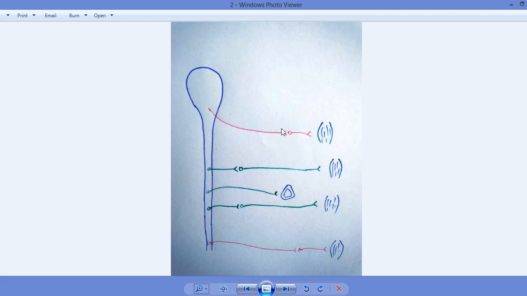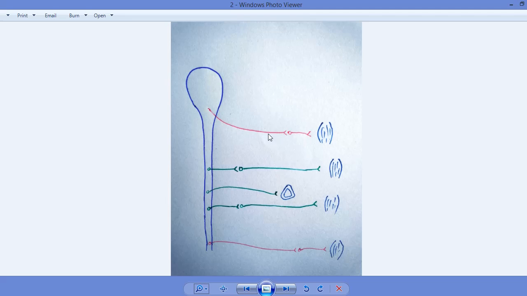Now you can see the red color represents the parasympathetic nervous system. In the parasympathetic nervous system, you can see that this neuron is called the preganglionic neuron, while this neuron is called the postganglionic neuron.